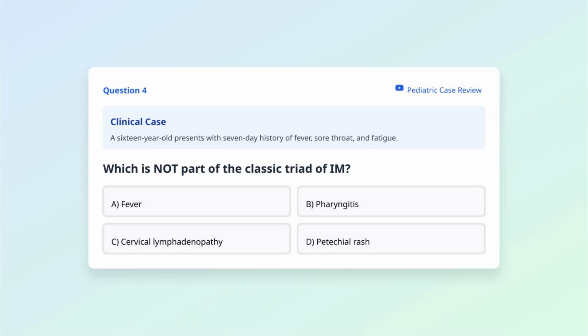A 16-year-old presents with a 7-day history of fever, sore throat, and fatigue. Which of the following is not part of the classic triad of infectious mononucleosis? Is it A. fever, B. pharyngitis, C. cervical lymphadenopathy, or D. petechial rash? Consider the hallmark clinical features that define this condition and help distinguish it from other illnesses.